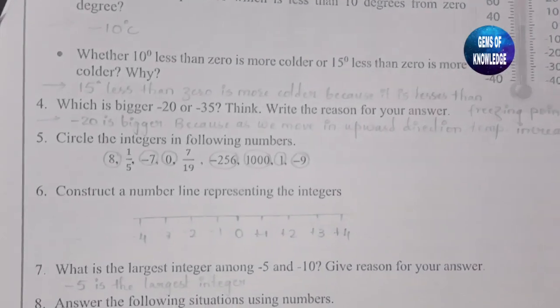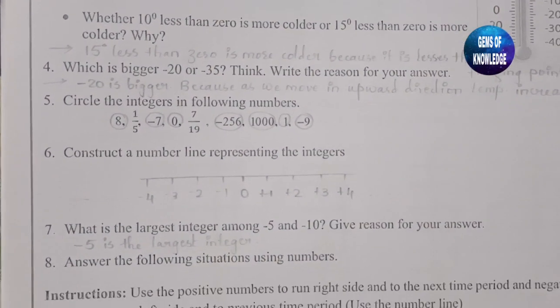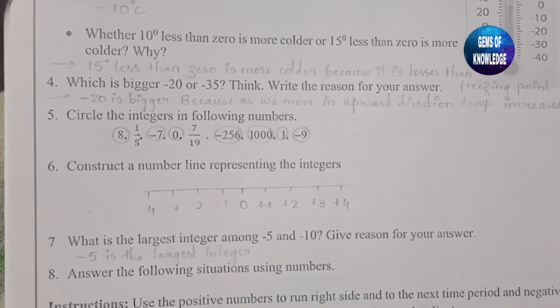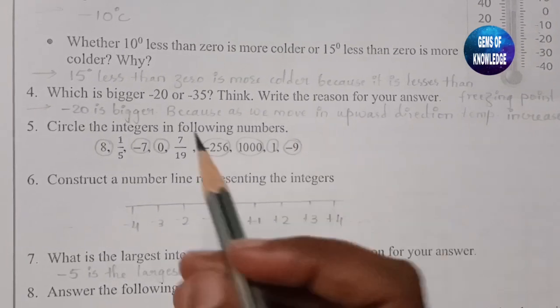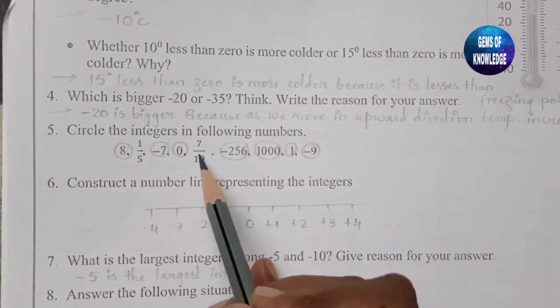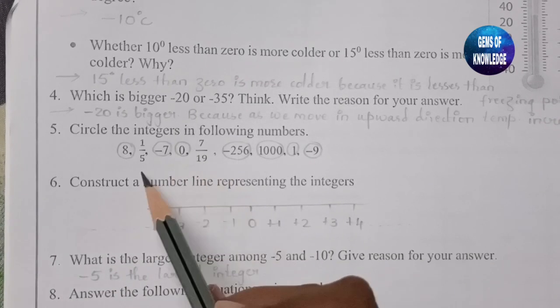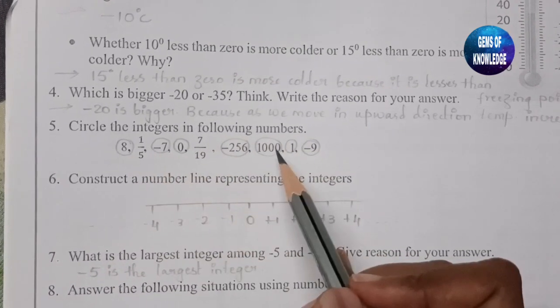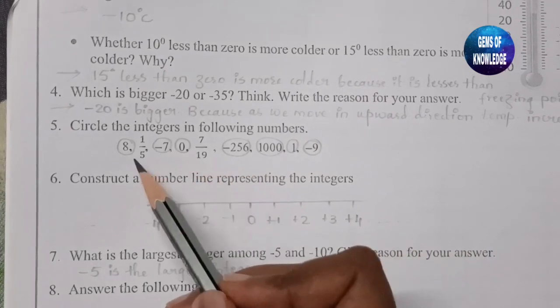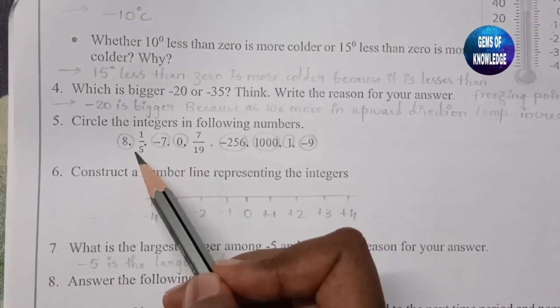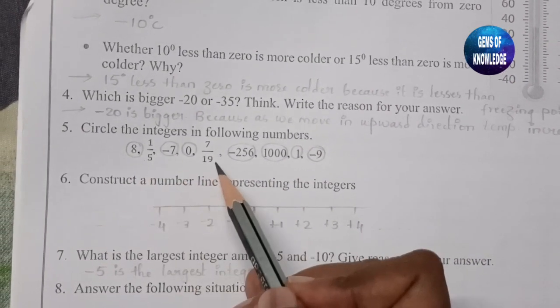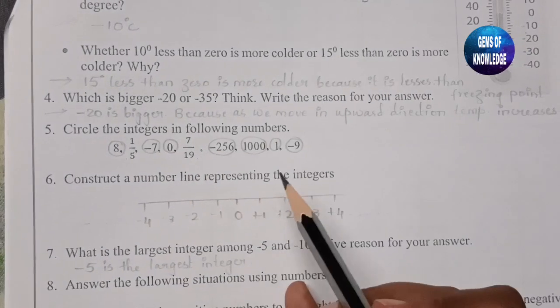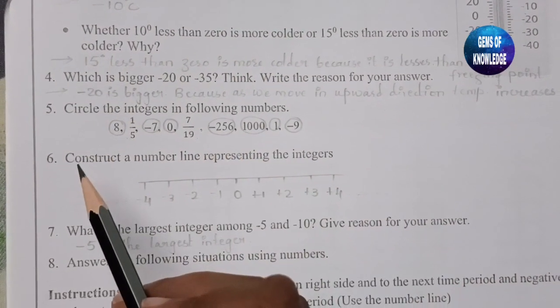Okay, then circle the integers in the following numbers. So we have to circle the integers in the following numbers. You can see here 1 by 5 and 7 by 19. Except these two numbers, everything is an integer. It is just because these two numbers are in fractional form. They are not integers, and integers won't carry any fractional form. So it will be either a positive number or a negative number.